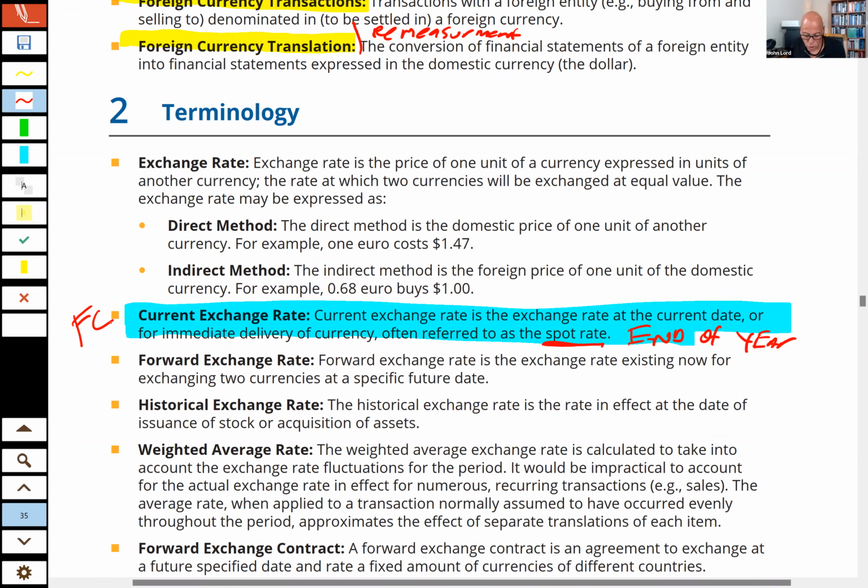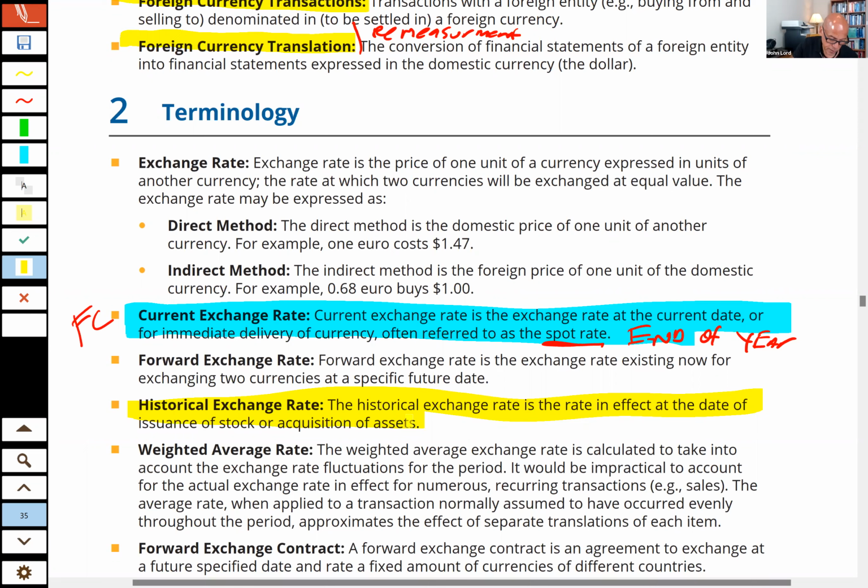Okay, now let's look at the historical rate. The historical rate is the rate that was in effect on the date of the acquisition of stock or the acquisition of the asset. The reason I have you flashcard the definition of current is that they also call it spot rate, and I don't want you to get confused. What is the spot rate? That's why I asked you to flashcard that. You don't have to flashcard historical rate. I think that's pretty obvious.